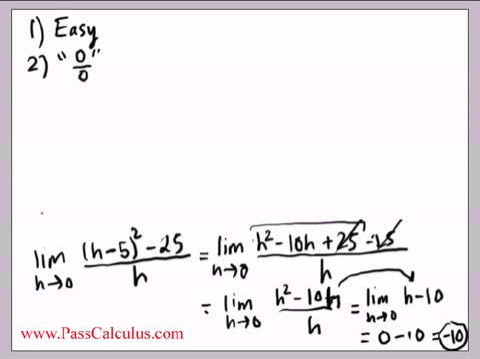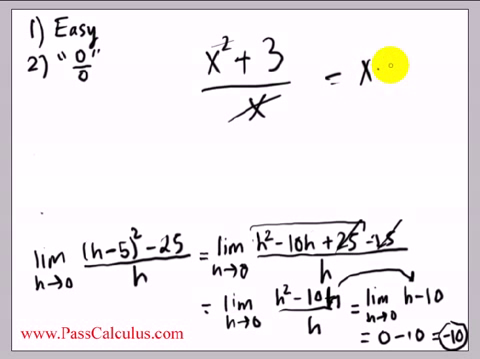So if you have an expression like x squared plus 3 over x, please don't think that you can cancel off an x here. Maybe you think, well, this x goes away, and then one of those x's goes away, so we're left with x plus 3. That's totally wrong.